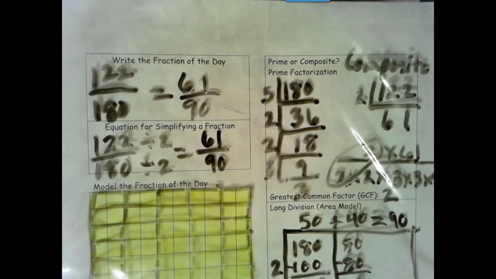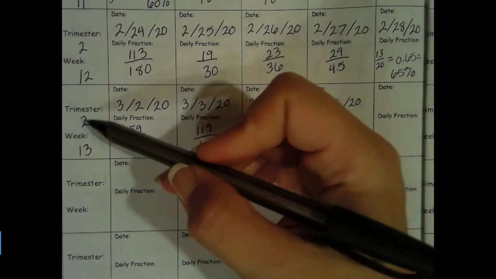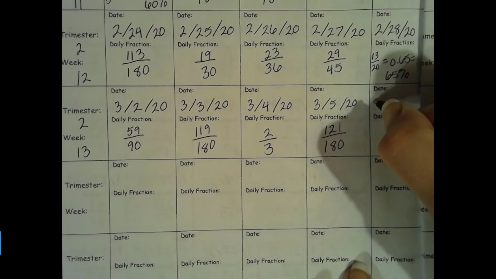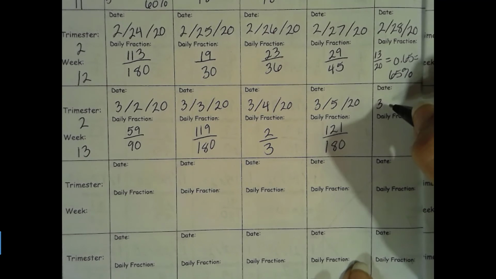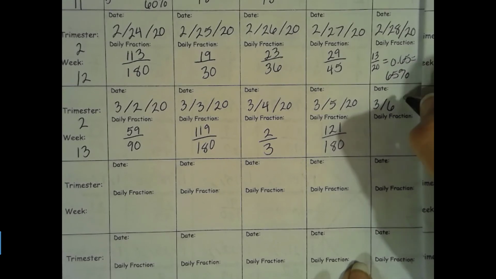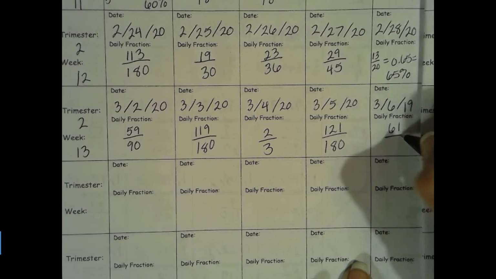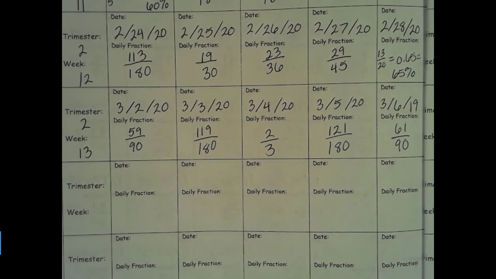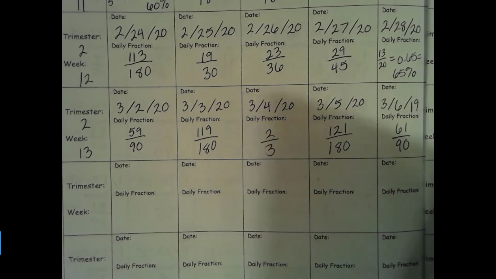All right, let's go ahead and fill in our data collection page. Okay, we are on trimester 2, week 13, the last day of our trimester. We will begin trimester 3 next Monday. Today's date is 3/6/19, and our fraction for today is 61/90. We did groups of 2, so let's go ahead and get out our number line.